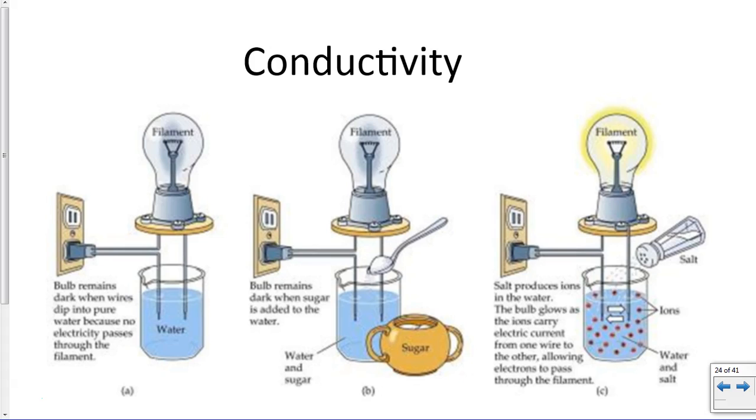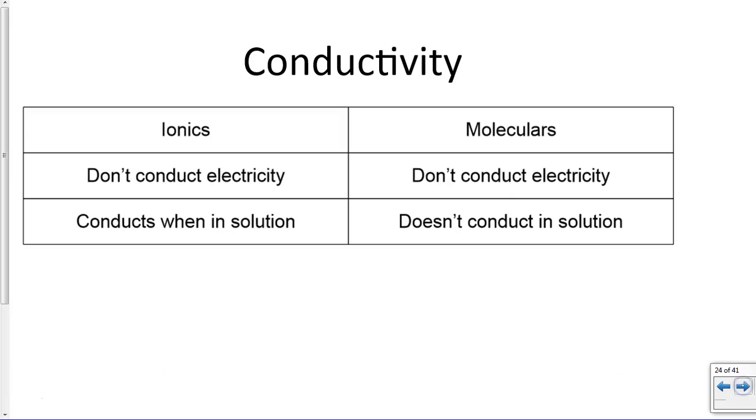And what do you notice about the light bulb? It's lit up. Electrons are actually able to go through the solution. They're able to go through water, which does not conduct electricity. So, as we look at this property, ionics will not conduct, but neither will moleculars when they're a solid all by themselves. However, when we put them in solution, aka we put them in water, we can actually start to see where conductivity happens. Only for ionics.